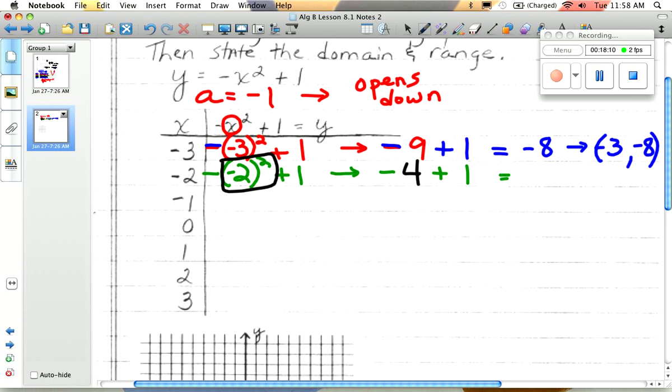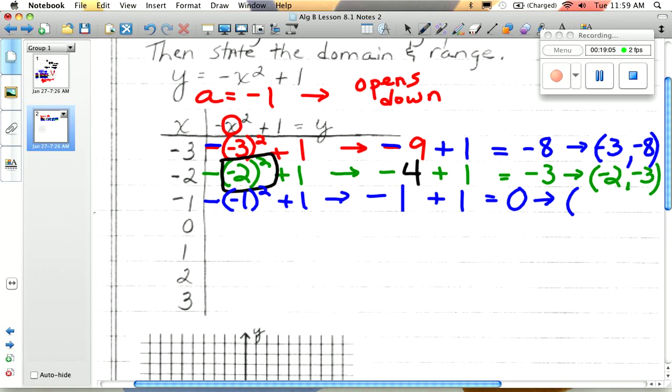And -4 plus 1 is? -3. So now we have ordered pair -2, -3. Okay. Now we got -1 to do. Negative, and then -1 substituted in for X. That negative sign is tagging along. -1 squared is +1. And -1 plus 1 is 0. So we have ordered pair -1, 0.